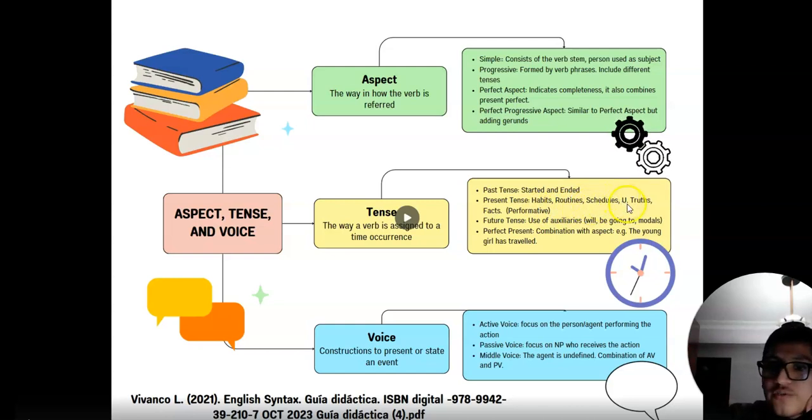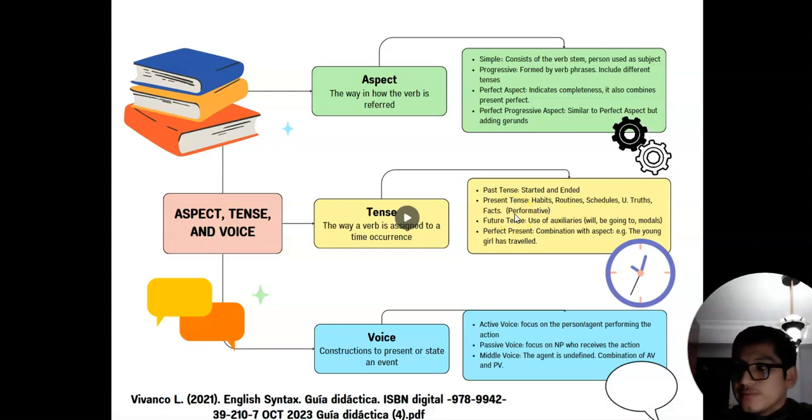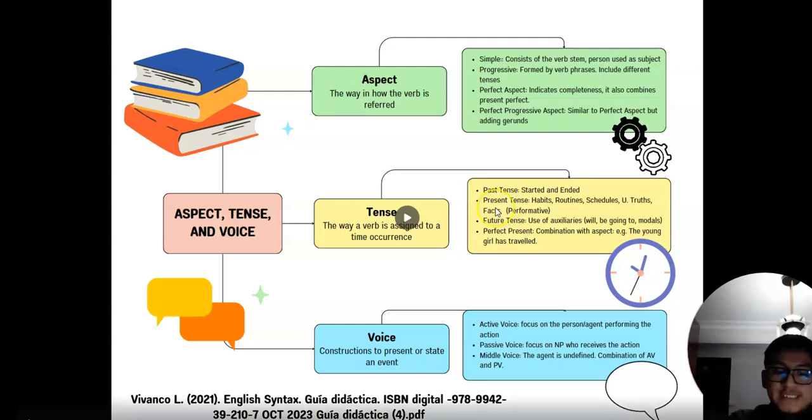But it's also used for universal truths and facts. To put an example, humanity went to the moon in 1969. That's a universal truth, and it's a fact. It's also used in performative sentences. For example, in a movie, someone with a type of power says, I sentence you to a life without, and so on. So that will be the present tense.